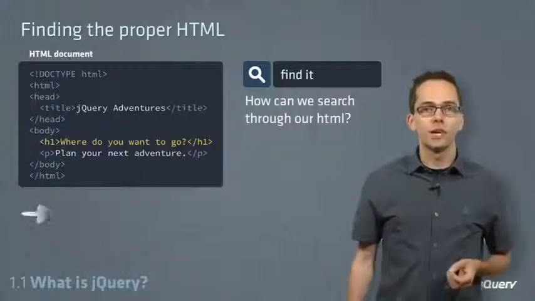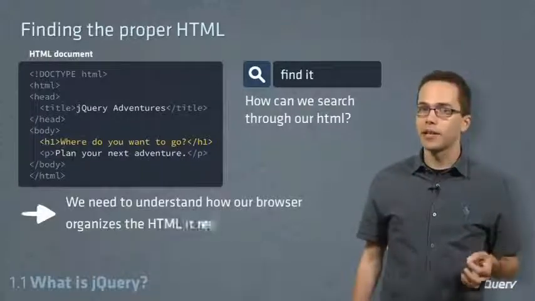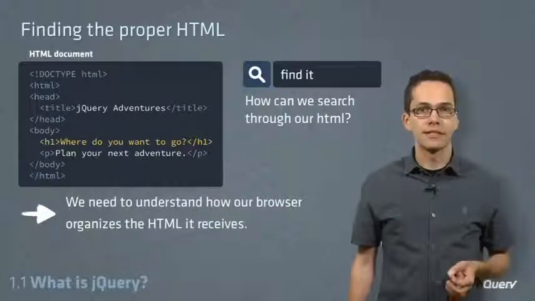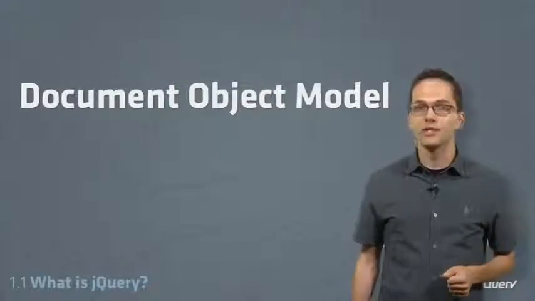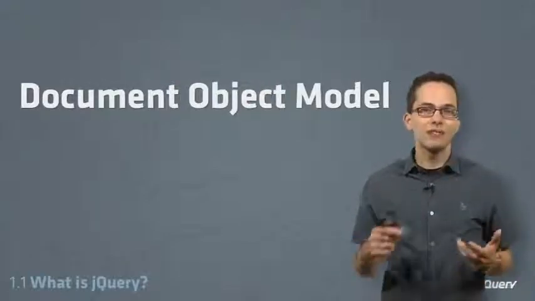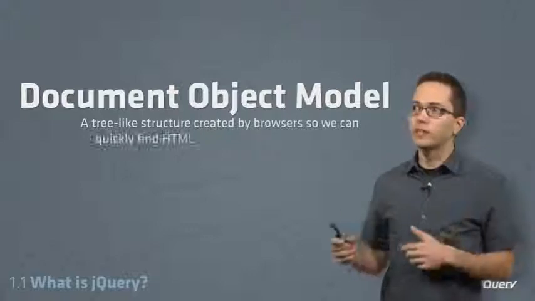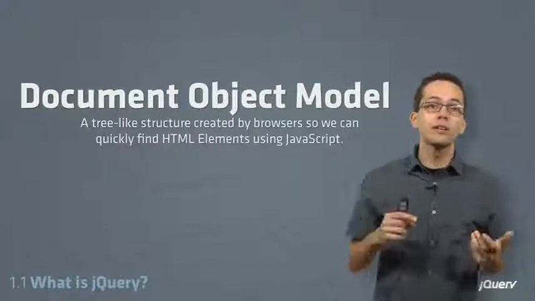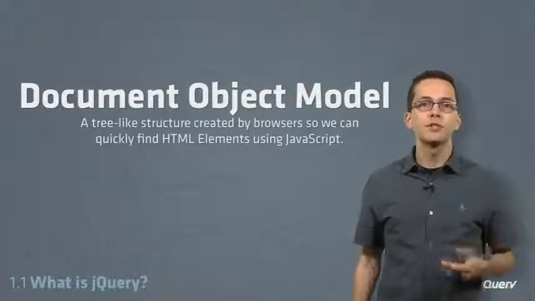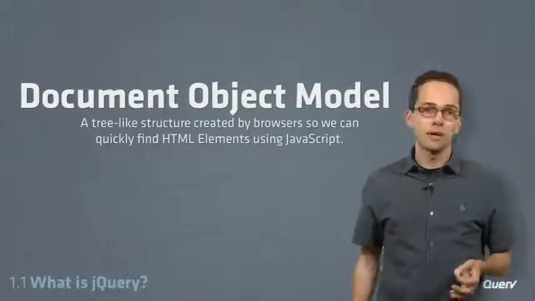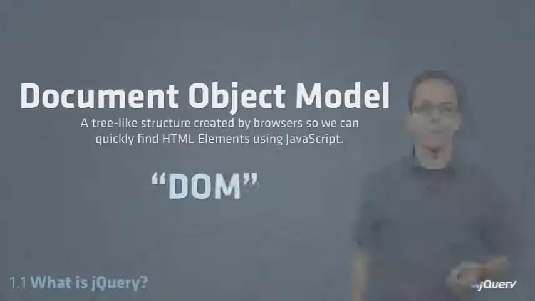Well, in order to do that, we need to understand a little bit better how our browser organizes the HTML it receives. It does this in something called the document object model. This is kind of a tree-like structure created by browsers so we can quickly find HTML elements using JavaScript. In this tutorial, we'll refer to the document object model as the DOM.